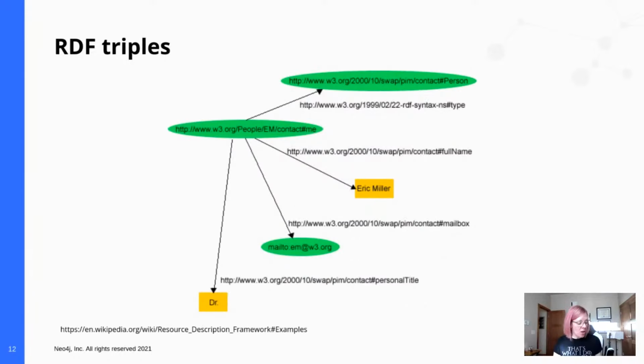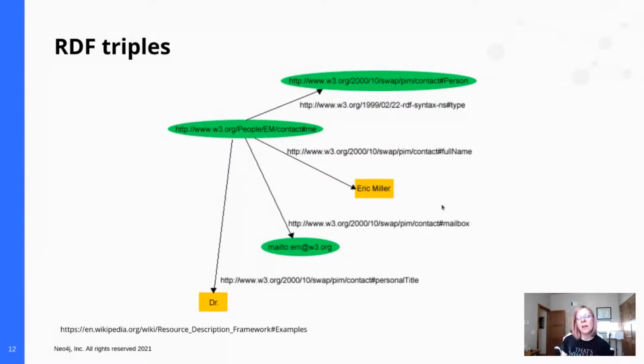RDF triples. So RDF triples, that's the resource description framework, and this is a standard that was created by W3C, which is the World Wide Web Consortium. And what they're looking at here is semantic triples. Okay. And so we can see like our central node here, people EM contact me. I've got a relationship that's given by a web address to a person, which is in my top right. I've got a person's name, the full name, Eric Miller, and you can see the web link for that relationship there. So this is an RDF triple.